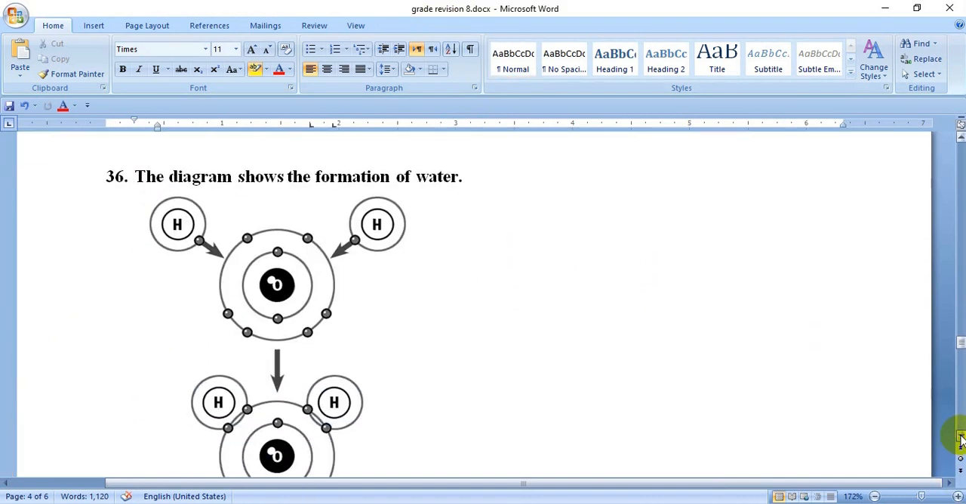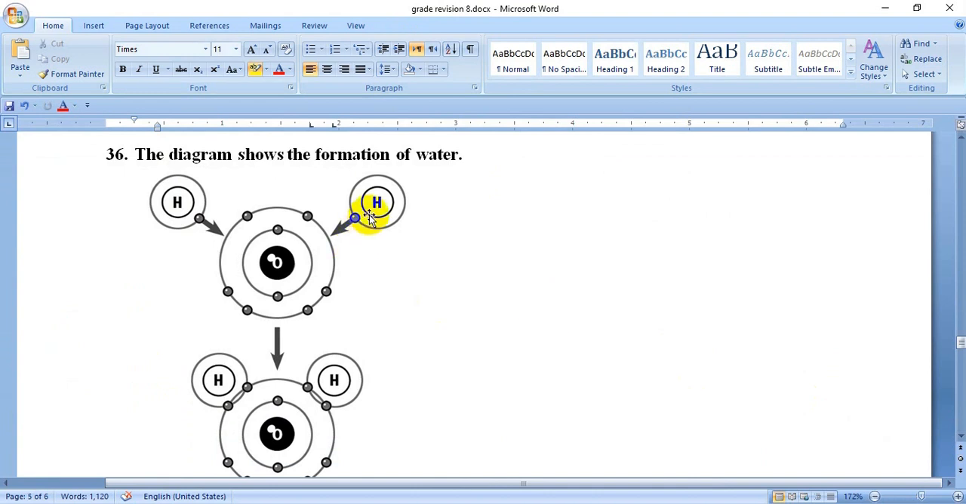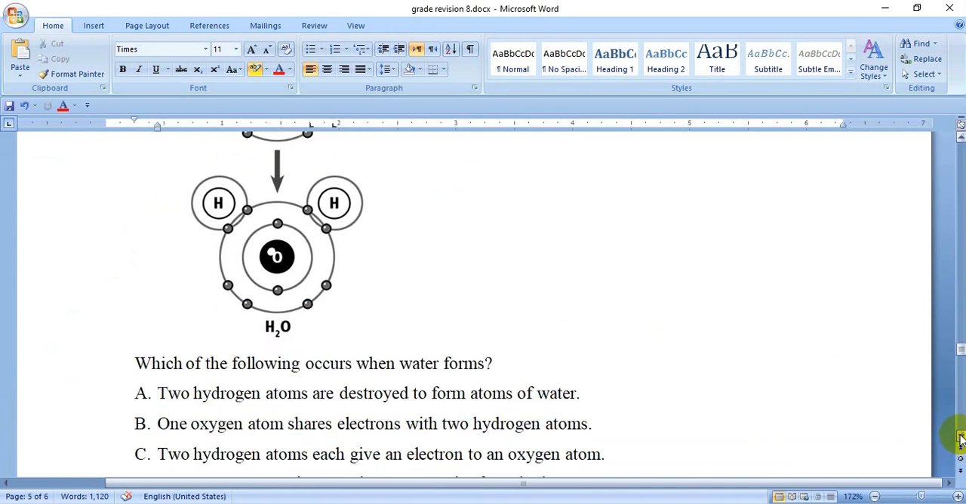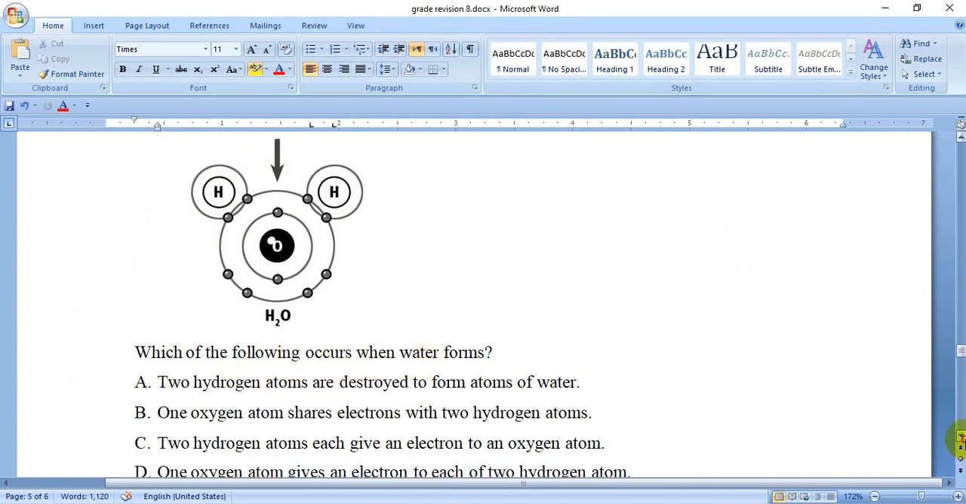36. The diagram shows the formation of a water molecule. Here we have 2 hydrogen atoms, and each one shares 1 electron, and here the oxygen atom with 6 electrons in the outer shell forms the water molecule. So which of the following occurs when water forms? Two hydrogen atoms are destroyed to form an atom; one oxygen atom shares electrons with two hydrogen atoms; or two hydrogen atoms each give an electron to an oxygen atom?